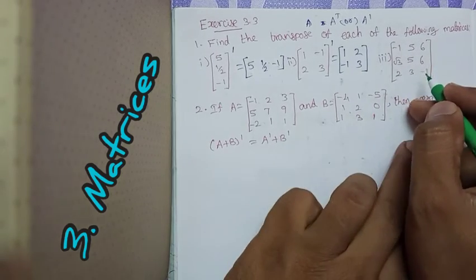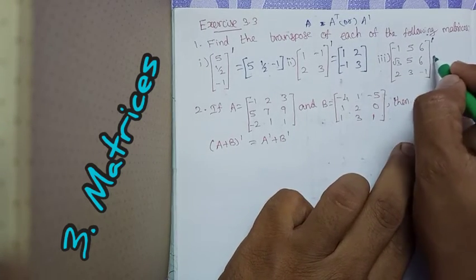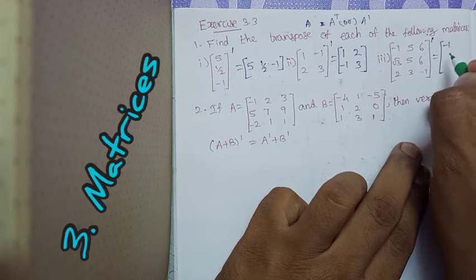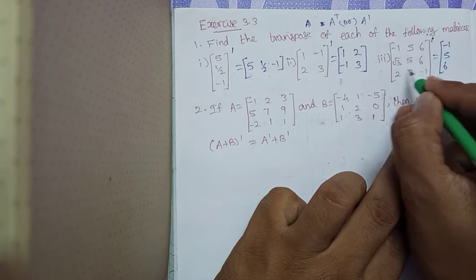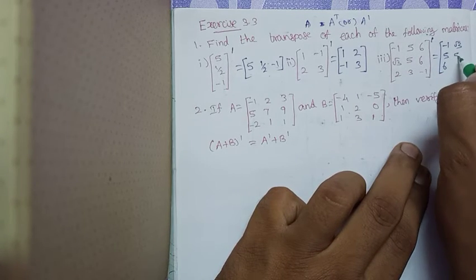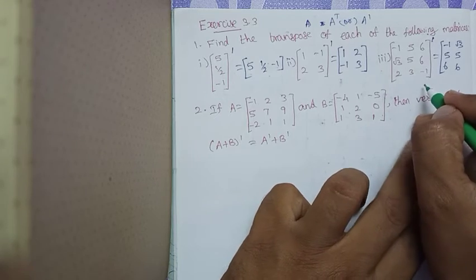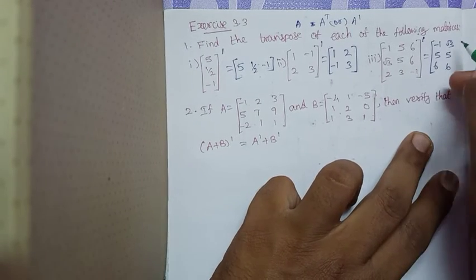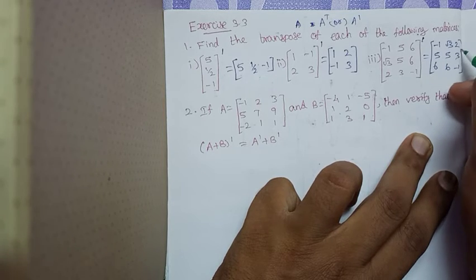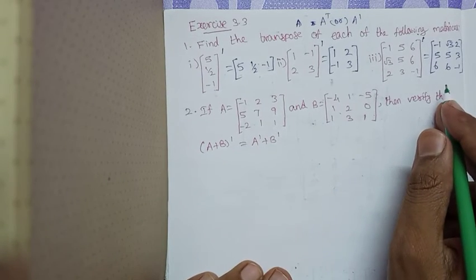Next, the third problem. You have to find the transpose of the matrix. The first row interchanging to the first column, that is minus 1, 5, 6, and the second row interchanging to the second column, that is root 3, 5, 6, and the third row interchanging to the third column, we get 2, 3, minus 1. Okay, so this is our answer.